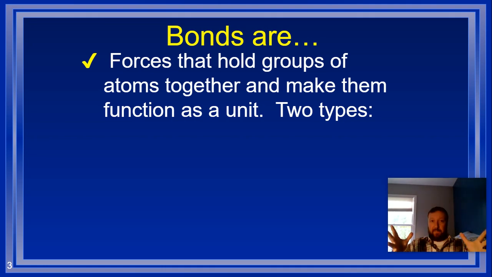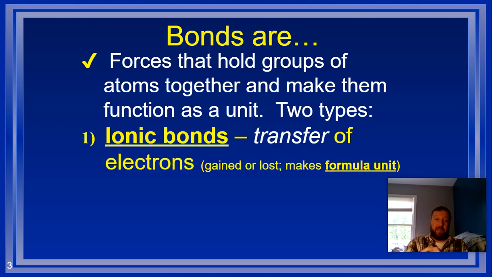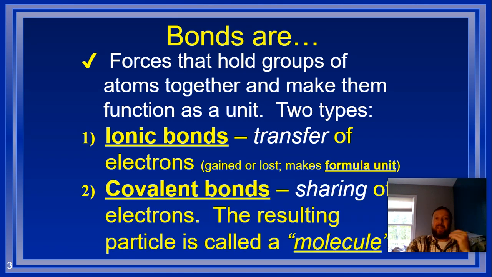Bonds are anything that's going to hold the atoms together. And there's basically two types. There's what we talked about last chapter, ionic bonds, which was the transfer of electrons. And if you remember, it makes a formula unit. We had to do the crisscross to make the formulas. And then you'll have what we're talking about this time, which is covalent bonds. It's the sharing of electrons. What that eventually gives us is that the overall unit is going to be called a molecule.